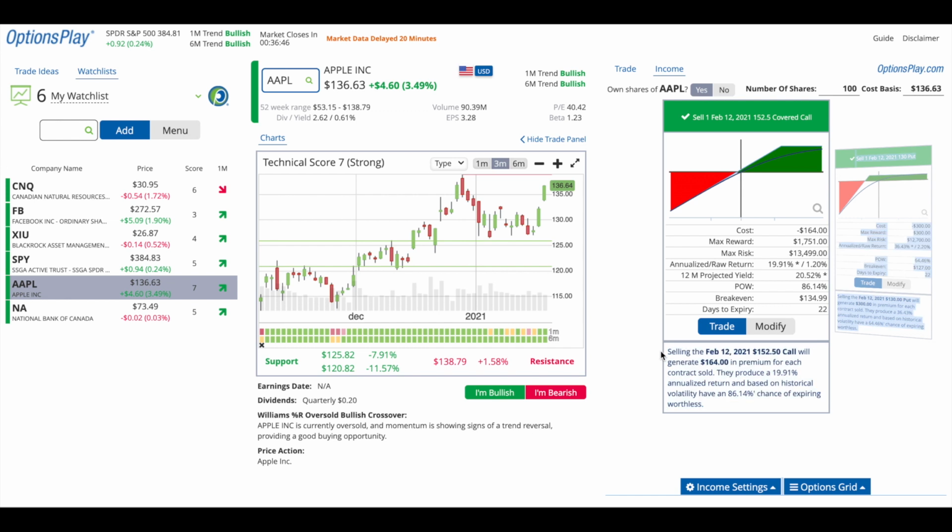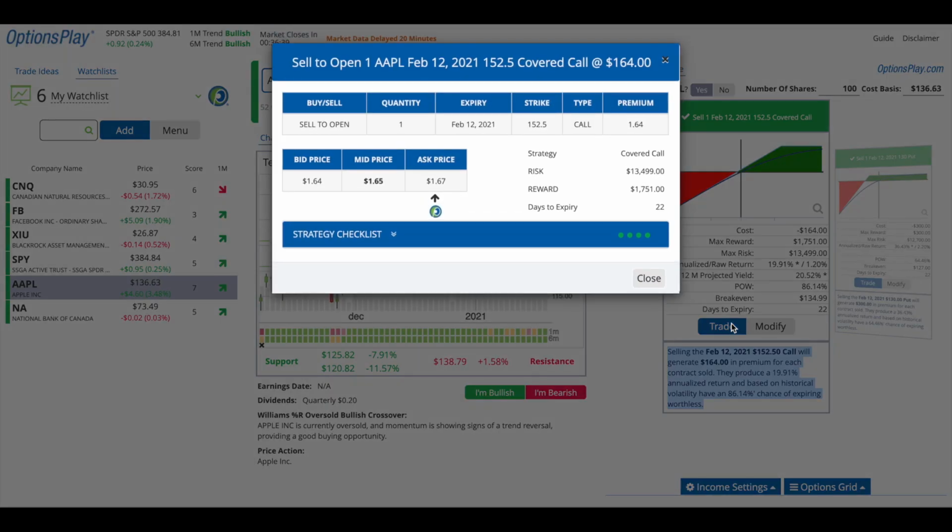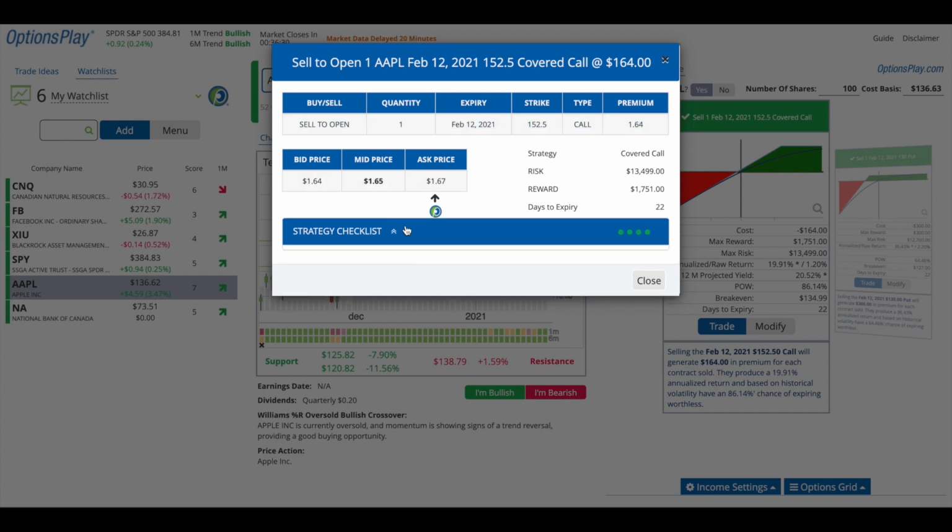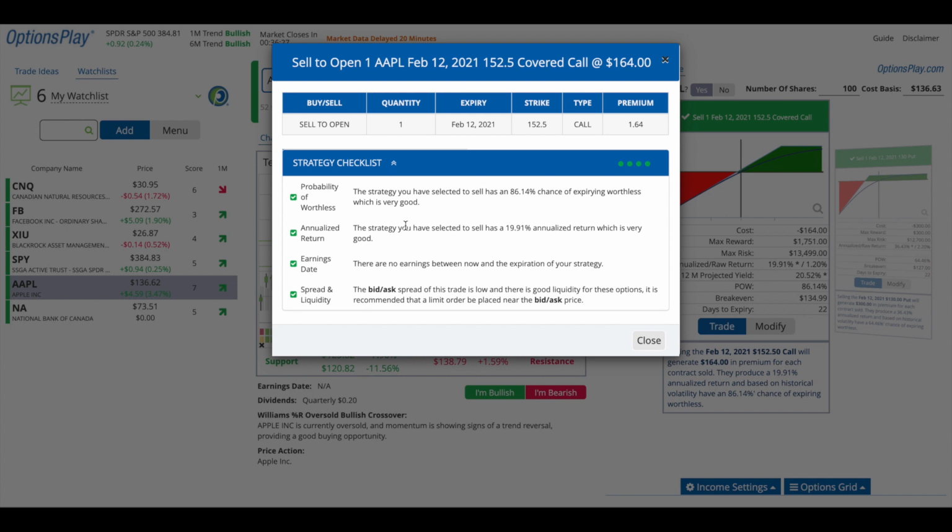And we have a plain English tab here at the bottom for investors who are new to this strategy and want to learn more. And for investors who are ready to pull the trigger, you can click on the trade button. We will show you how to enter this trade directly into your platform, again with a bid and ask quote, and also with a strategy checklist to make sure that you understand your risks before you place that trade.